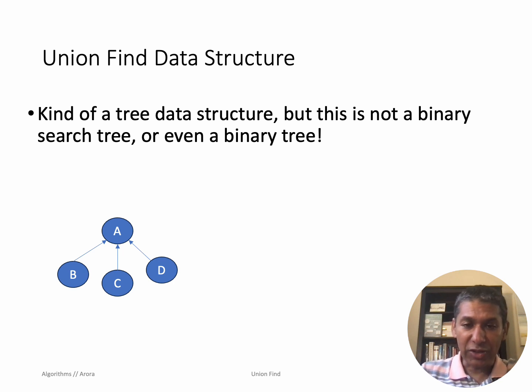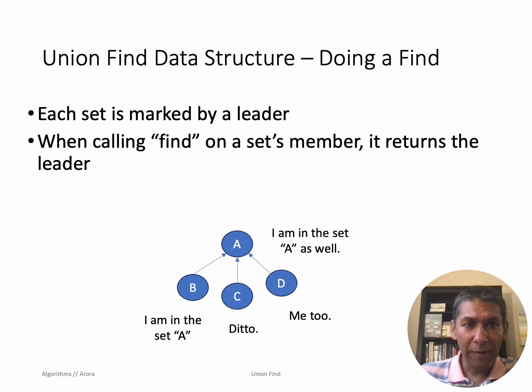The union find data structure solves this problem by maintaining a kind of tree data structure, but this is not a binary search tree, which we have covered in other lectures, and it's not even a binary tree. As an example, you can see here three nodes pointing to the same parent node A. A is the element, but it is also called the set name. So we reuse the element name as the set name as well.